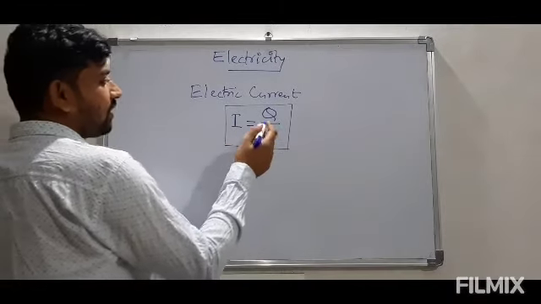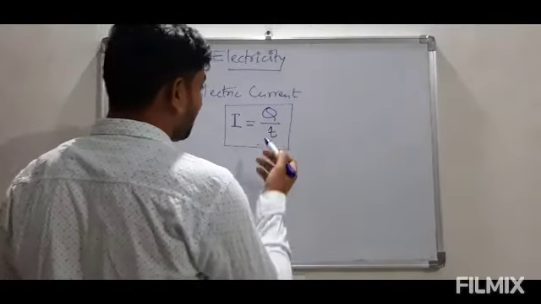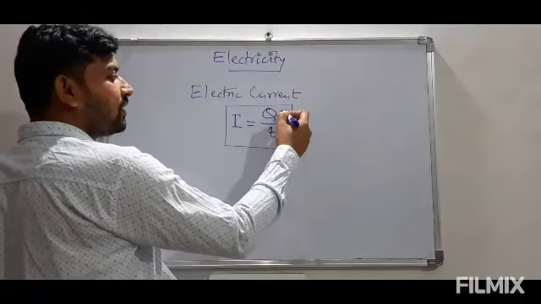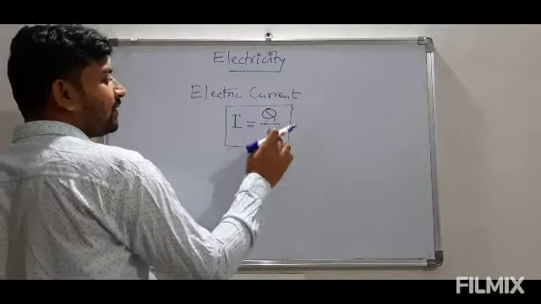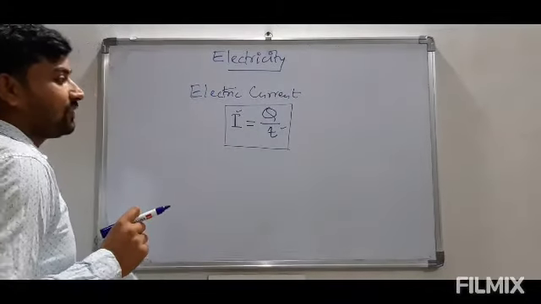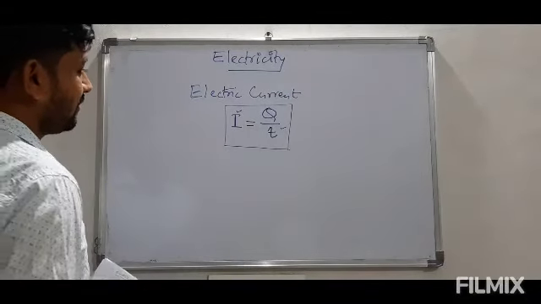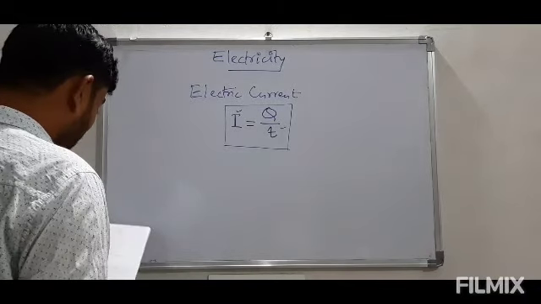Now suppose out of these three things we are given two things. If we are given charge and time, we can calculate the current, and if we have the value of time and current, we can easily calculate the charge flowing through that conductor. So let us take a very simple example.